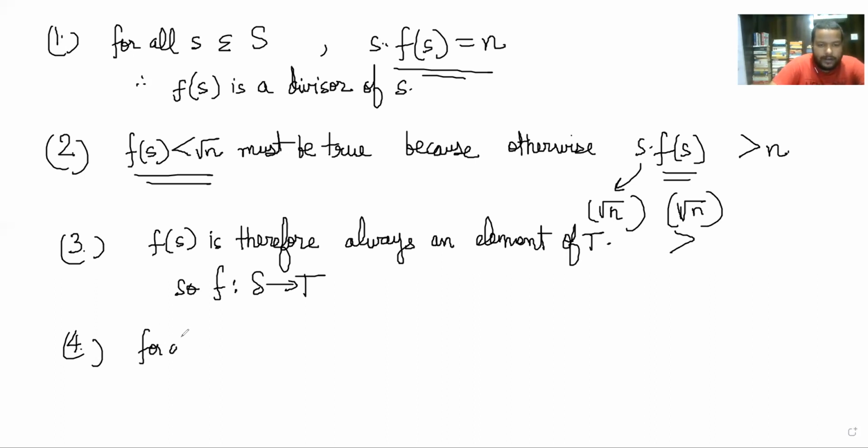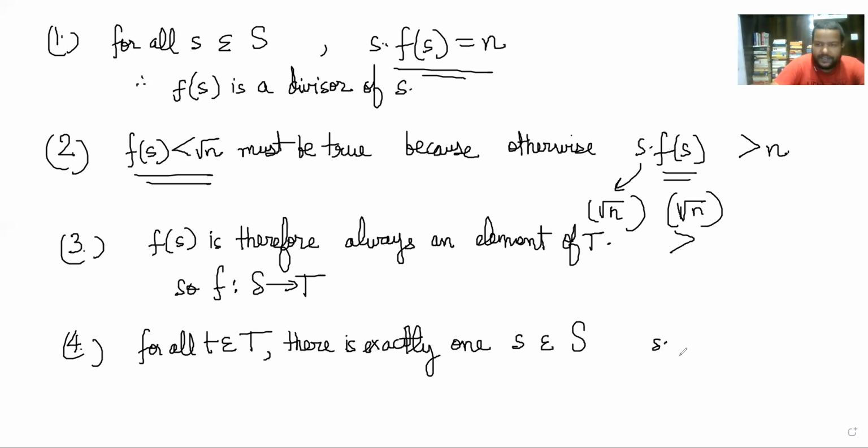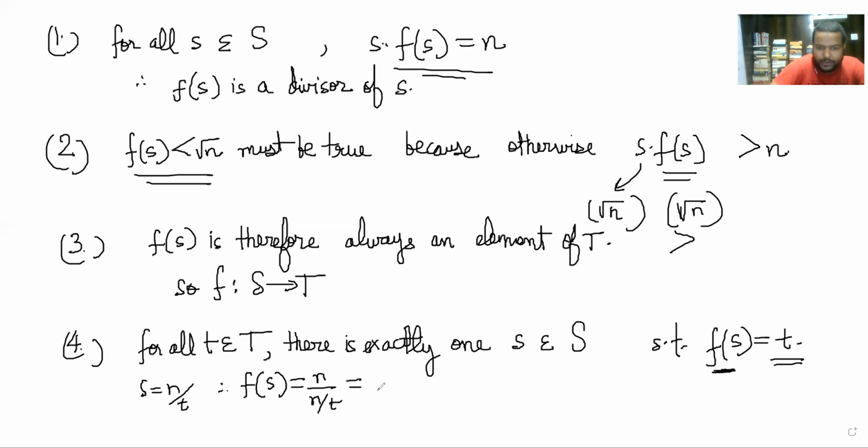So for all t belonging to t, there is exactly one s belonging to s such that f of s is equal to t, right? So definitely there is one of those s. For example, if you take a t value here, what is the s value for which f of s will be t? s should be n by t, because then f of s is equal to n by s, which is equal to t, right? Let's say s is n by t.